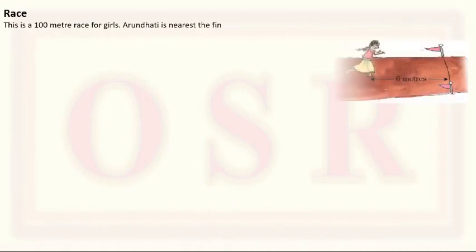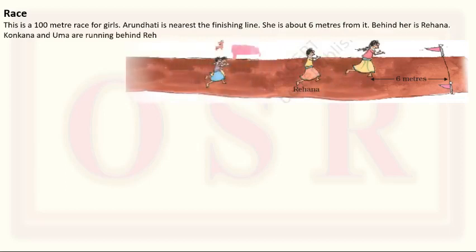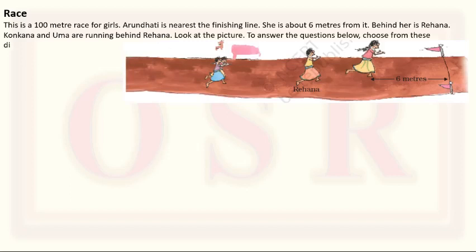Race. This is a 100-meter race for girls. Arundhati is nearest the finish line. She is about 6 meters from it. Behind her is Rihanna. Konkana and Uma are running behind Rihanna. Look at the picture. To answer the questions below, choose from these distances: 3 meters, 6 meters, 10 meters and 15 meters.